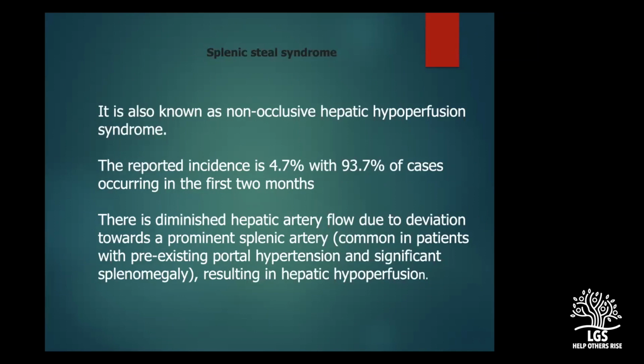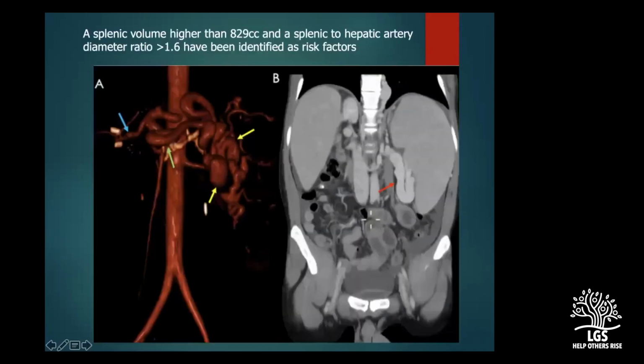It is a non-occlusive hepatic hypoperfusion syndrome, and the reported incidence is about 5% with 94% of the cases in the first 2 months. So what we see is a diminished hepatic arterial flow and a very prominent splenic artery. This is usually seen in patients with pre-existing portal hypertension and significant splenomegaly resulting in hepatic hypoperfusion. So this is one such case wherein you can see the hepatic arteries are really tiny, but you see this chunky splenic artery.